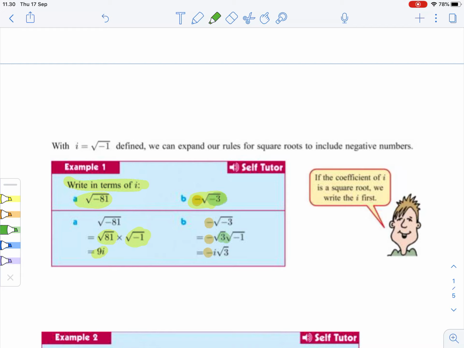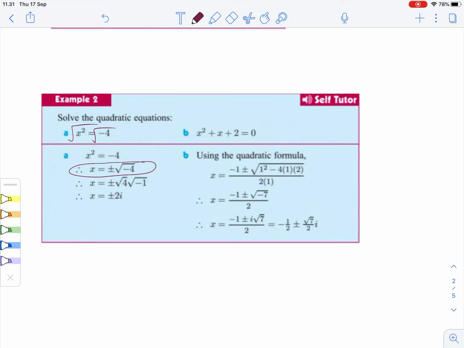Now let's say we wanted to solve quadratic equations. And this is where this comes in handy. Because usually we would get to this point where we would take the square root of both sides, and you'd end up right here, and you'd be like, well, I can't do anything. So back then, you used to say, well, there are no real solutions. And that is true, there are no real solutions, but now there are imaginary solutions.